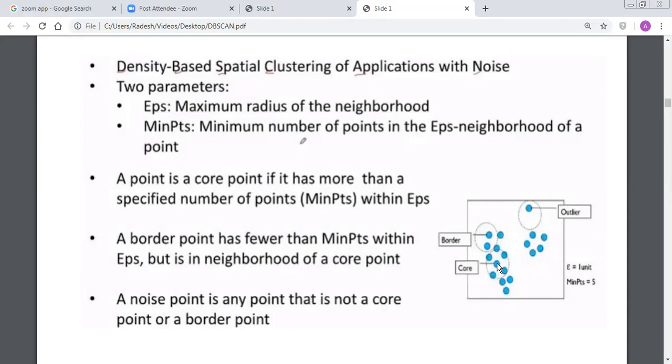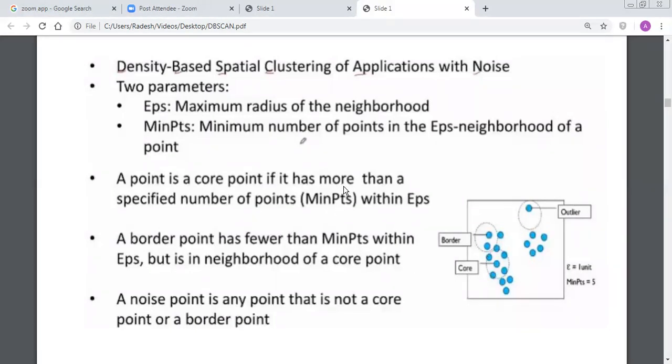So within EPS, EPS is nothing but the circle area, the circumference of a circle we can say. If you want to take this particular point as a core point, you need to draw a line, and then draw a circle across this radius. Then it is going to become within EPS. This is going to be called within EPS. So here EPS is 1 unit, and we are going to call it a core point if it has more than the specified number of points.